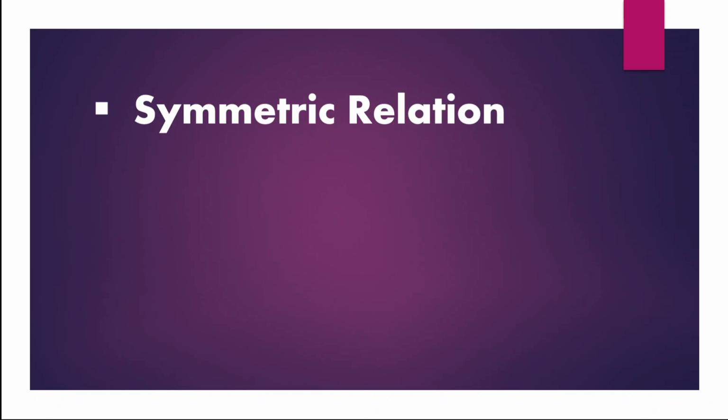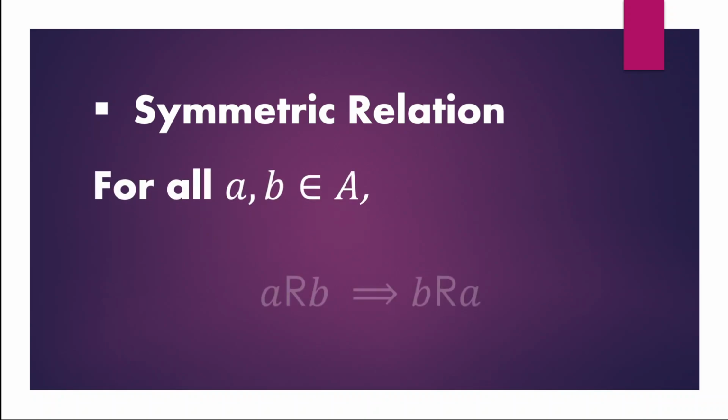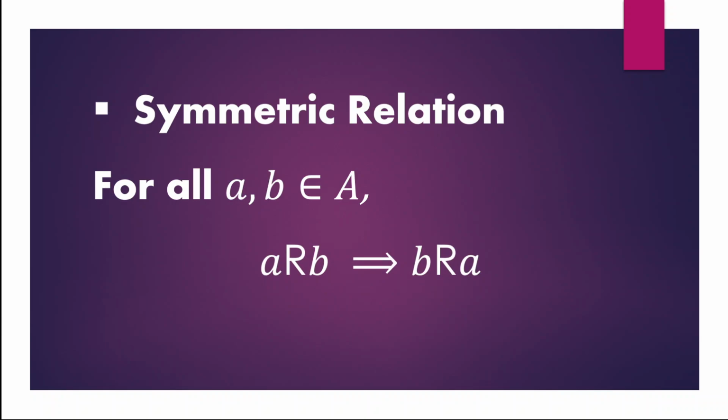Coming to what is a symmetric relation. As before, if A is a given set, for any two elements a and b in A, a related to b must imply b is related to a. Whenever this happens for every pair of elements of A, you call such a relation on A to be symmetric.